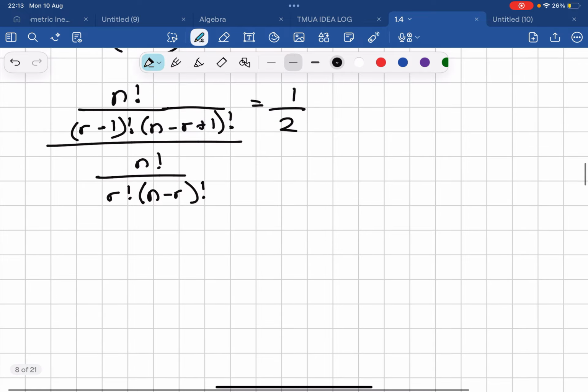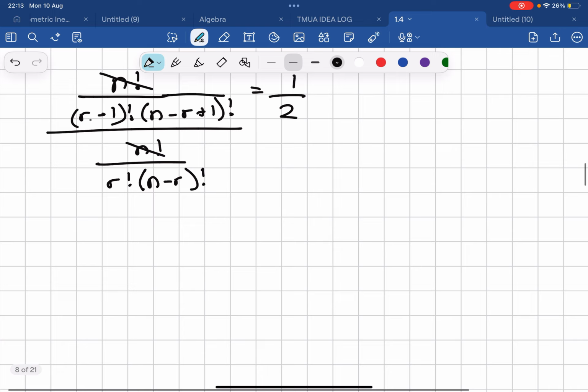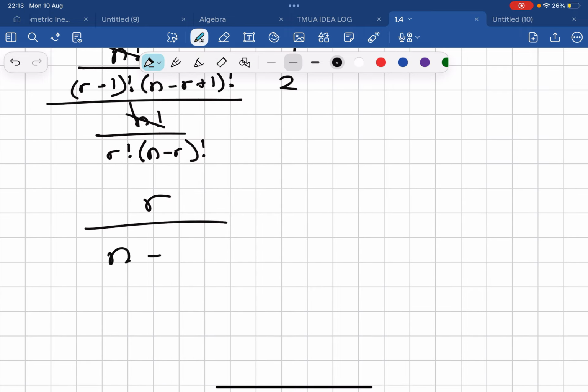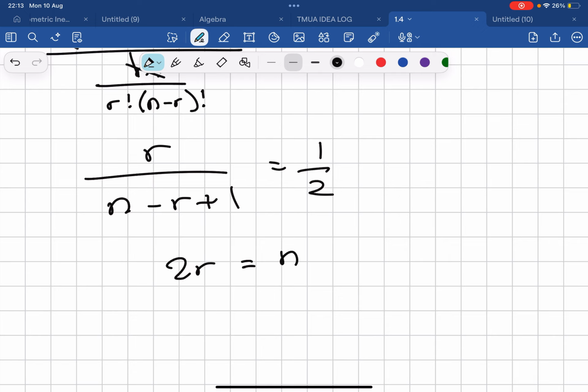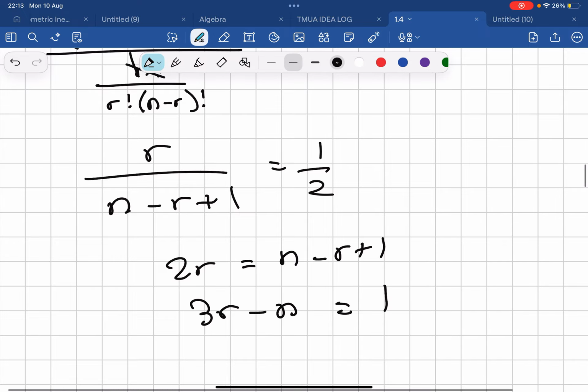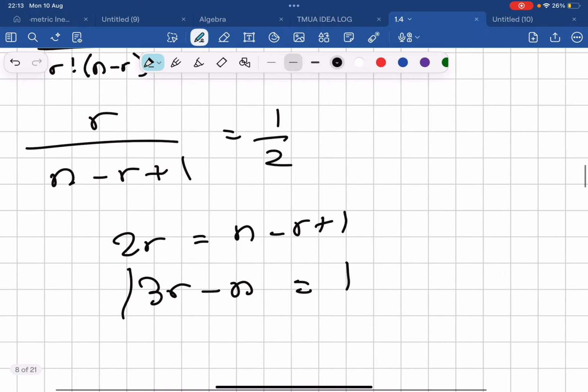Now, let's start simplifying. Cancel. We'll have 1 over (r minus 1) factorial over 1 over r factorial, which is r. And 1 over (n minus r plus 1) factorial divided by 1 over (n minus r) factorial is n minus r plus 1, and that equals a half. So from here we get 2r equals n minus r plus 1, so 3r minus n would equal 1. Cool. So we've got one equation.